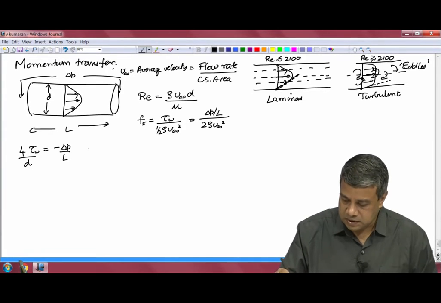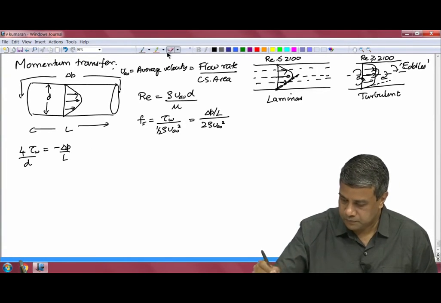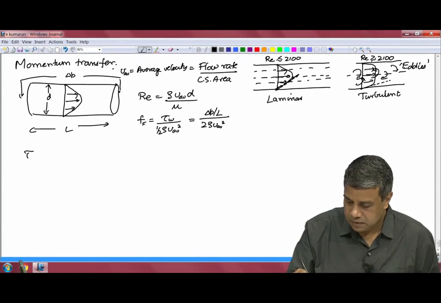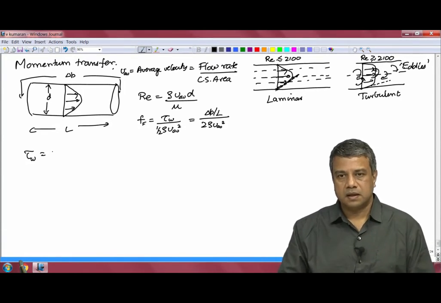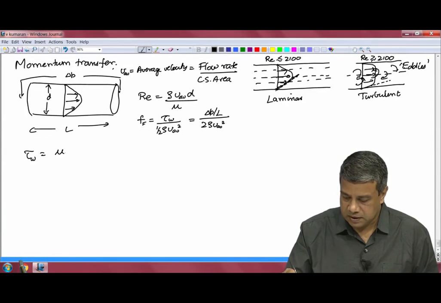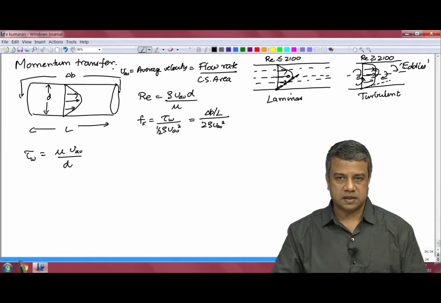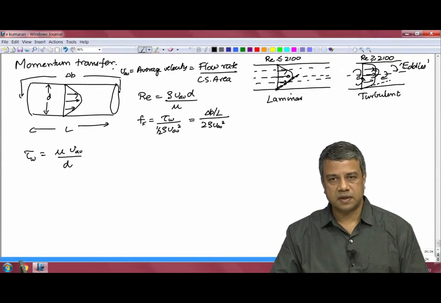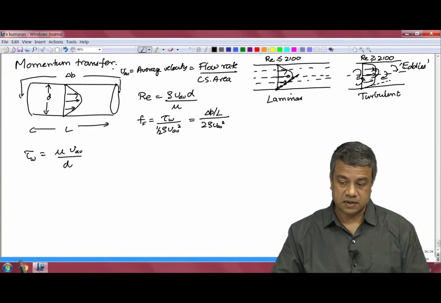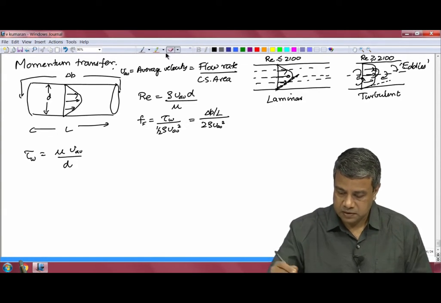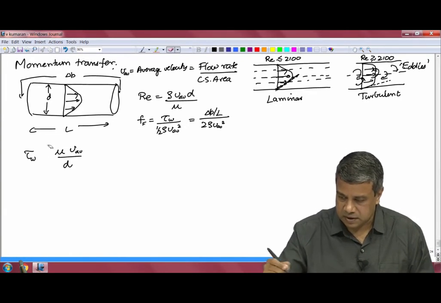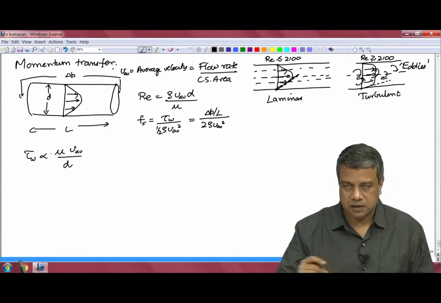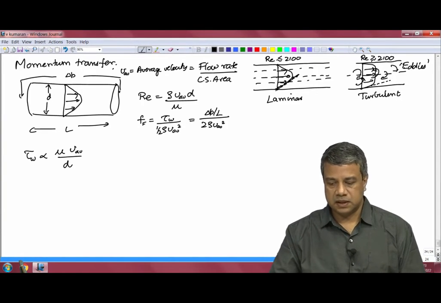Okay. Wall shear stress will depend upon the viscosity, the average velocity and the diameter, just from dimensional analysis. The right side of this equation has to have the same dimension as the right side of Newton's law of viscosity, if you recall. So, it has to be some coefficient. I will write this as a proportionality rather than an equality.